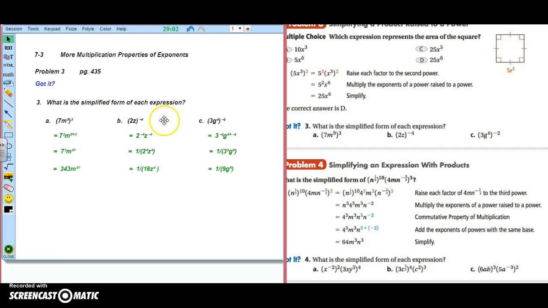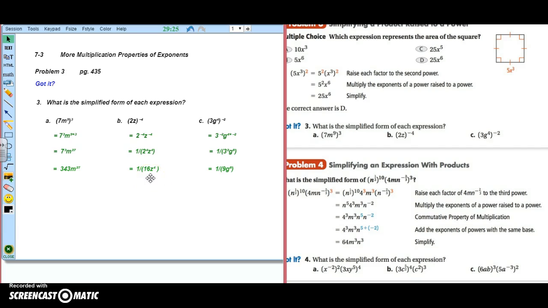So B says 2z in parentheses raised to the -4. That -4 has to go to both the z and the 2. The negative, if you remember, moves it to the denominator. We put 1 over 2 and 1 over z, or just do it together. And then 2 to the 4th power is 16.